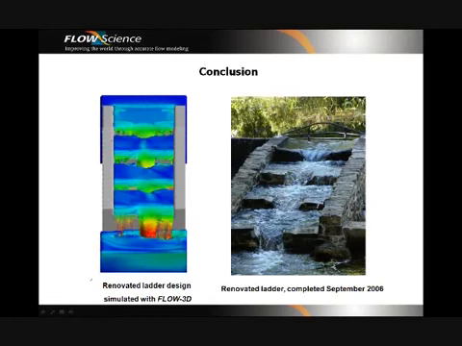In conclusion, the restoration project for the third dam fish passage was performed as a collaborative effort between Blue Hill Hydraulics and Woodlot Alternatives. Renovations were completed in September of 2006, and as shown here, the flow simulated in Flow3D matched closely that of the renovated ladder.